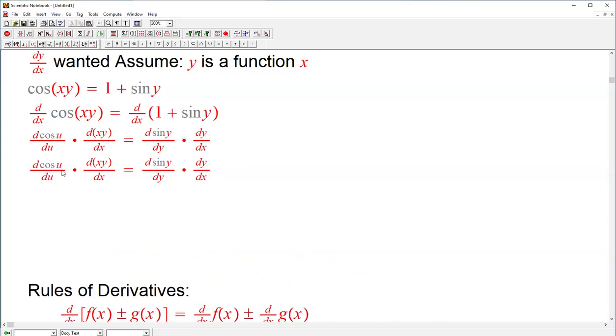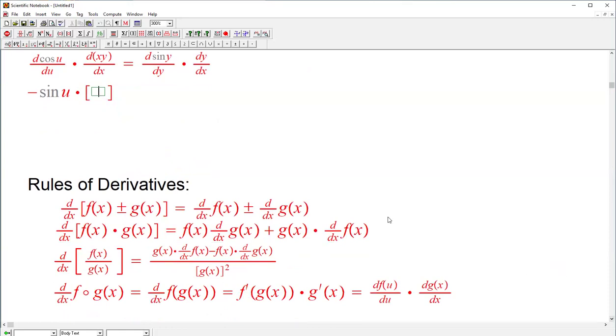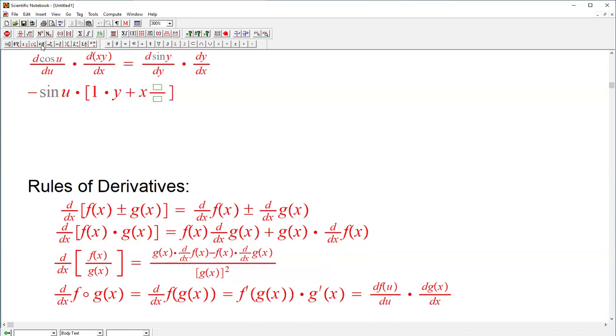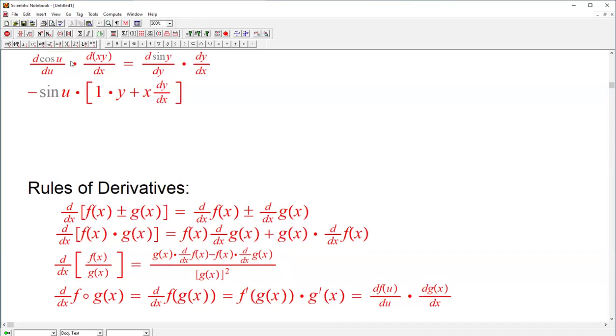And the next step, cosine u being differentiated with respect to u gives us negative sine of u. For the derivative of x times y, we're going to apply the product rule, which is right next to us here. We differentiate x, which equals 1, and keep the y, plus we keep the x and differentiate y, so dy dx.